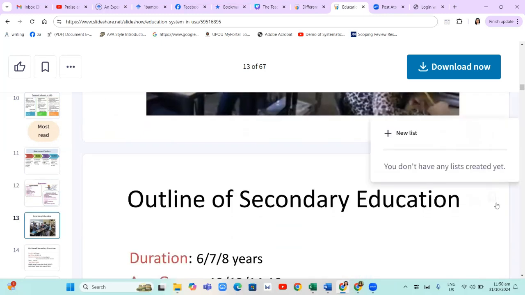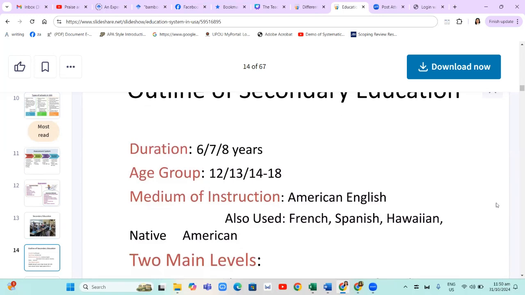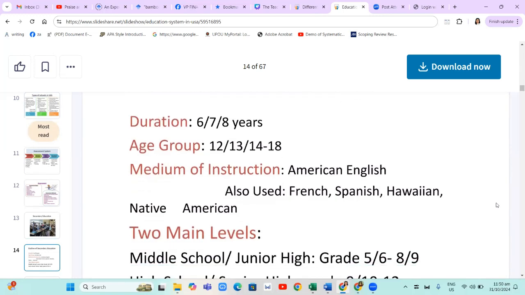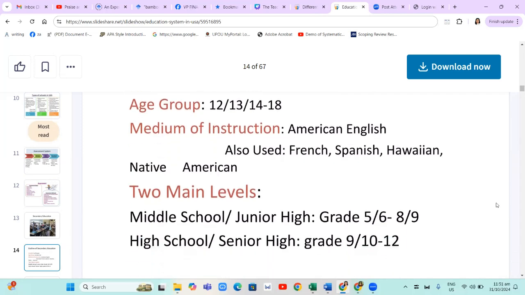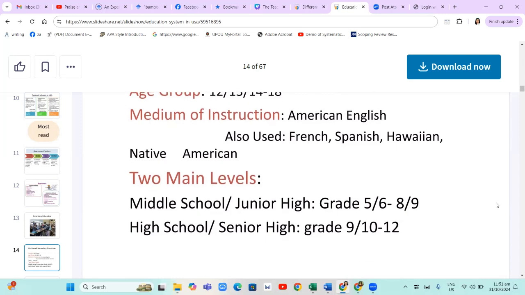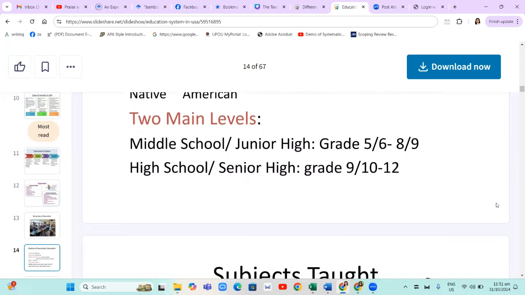For secondary education, the duration is 6, 7, or 8 years, and the age group is 12, 13, and 14 to 18. The medium of instruction is American English. They also use French, Spanish, Hawaiian, and Native American languages. The two main levels are middle school or junior high school, grade 5 to 6 or 8 to 9, and high school or senior high school, grade 9 to 10 and to 12.